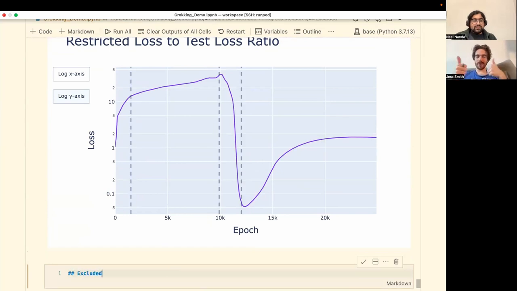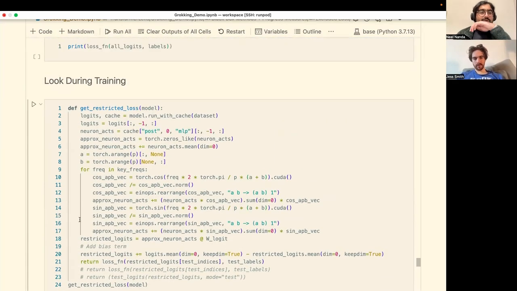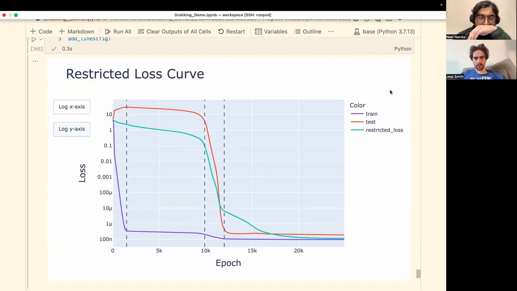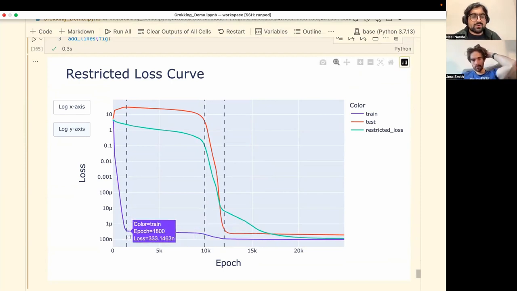All right. Unmuting feels great. Great. All right. So the final progress measure I'm looking at is what I call excluded loss. If we remind ourselves of what the loss curves look like, I made the claim that during this range, the model is slowly transitioning from the memorizing solution to the generalizing solution.